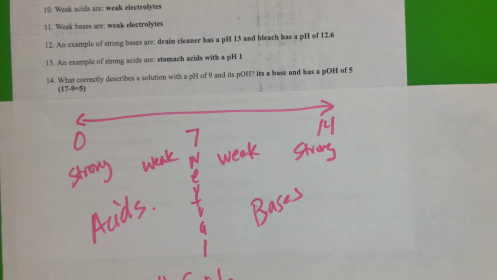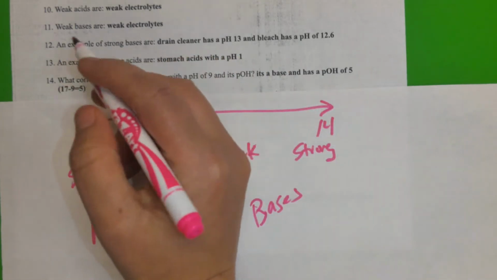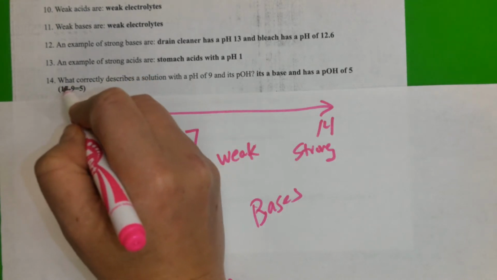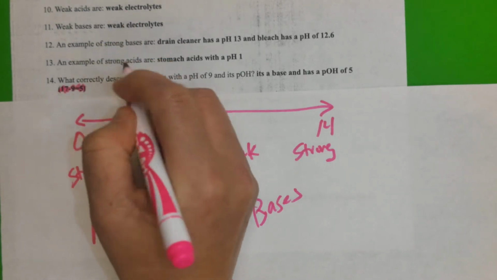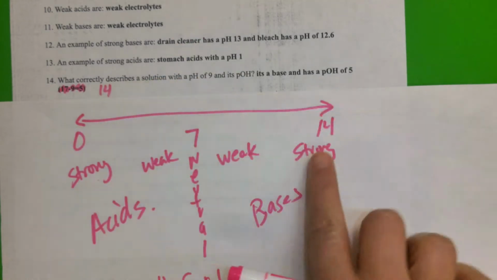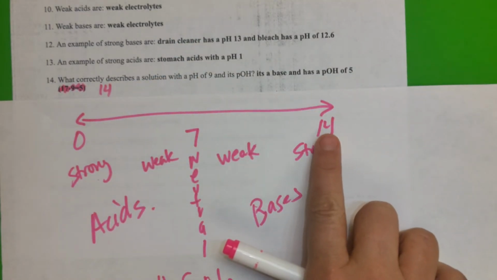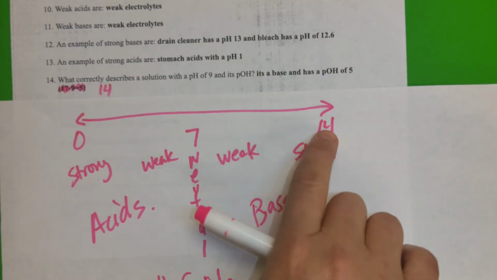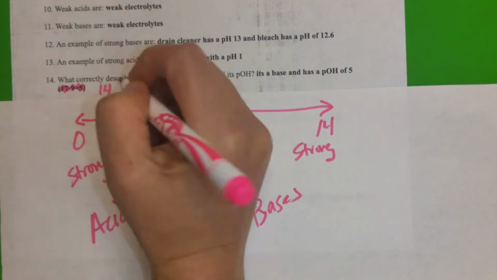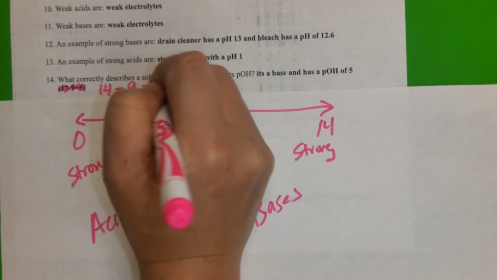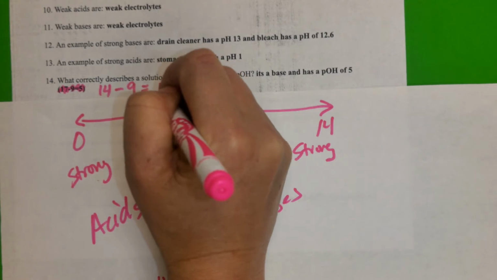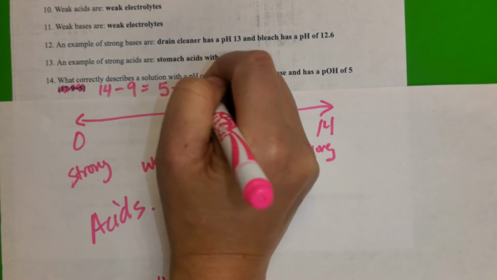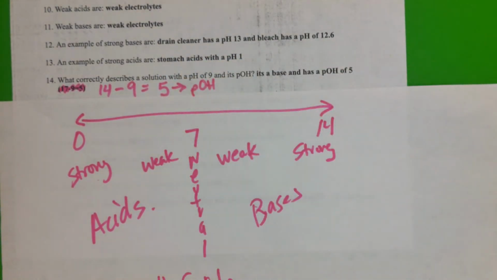There is a typo here, so let me go ahead and take that out. It's actually 14. You have to use the biggest number, 14, and then subtract the pH of 9, which equals 5. So that's your pOH. You just get the difference.